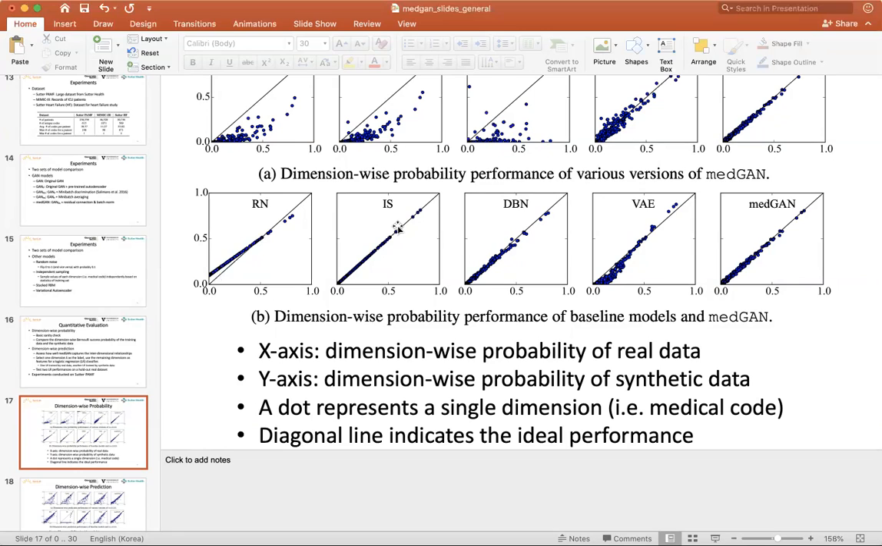Independent sampling should perfectly win this game, this dimension-wise probability, because independent sampling was generated according to the dimension-wise probability. So it should, of course, win this game. It should be perfectly aligned. But again, as I said, that doesn't guarantee that it has captured the underlying relationship between columns, between features.